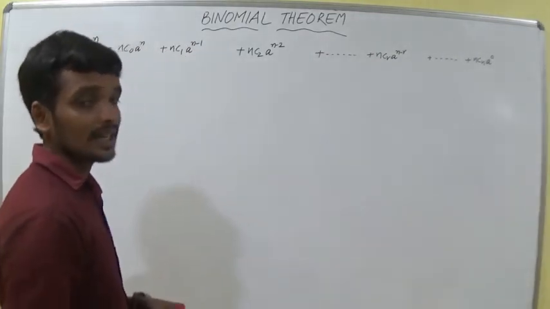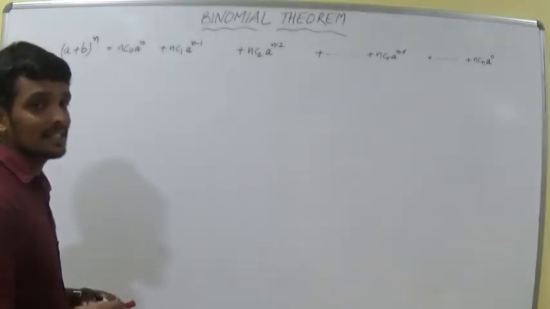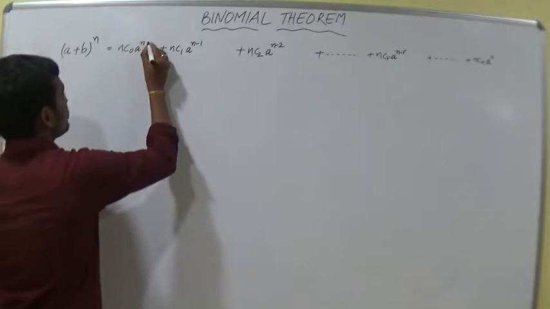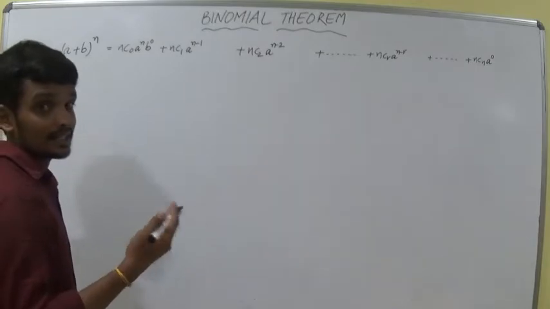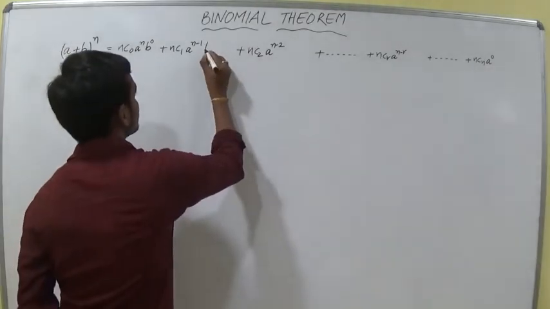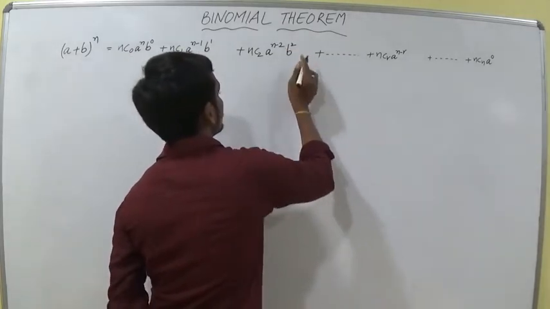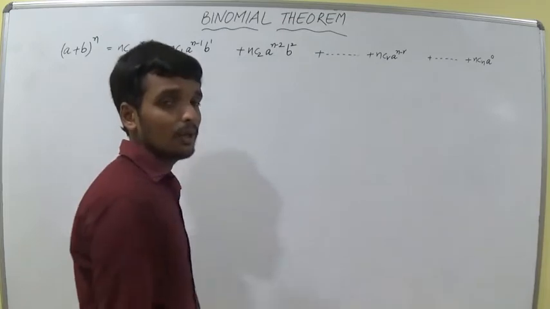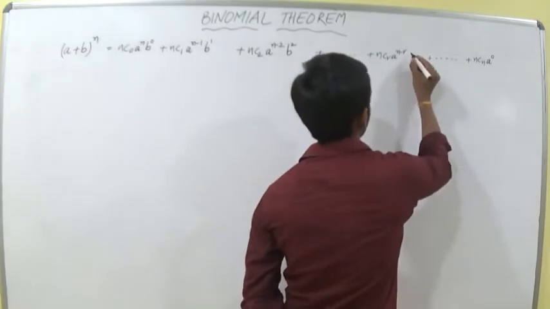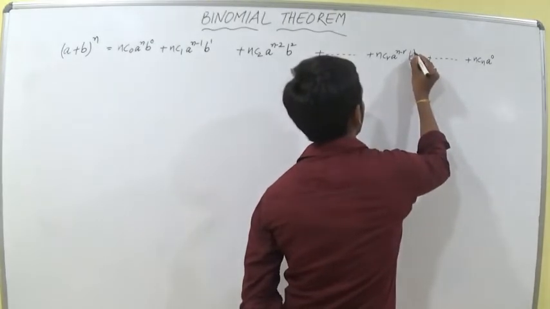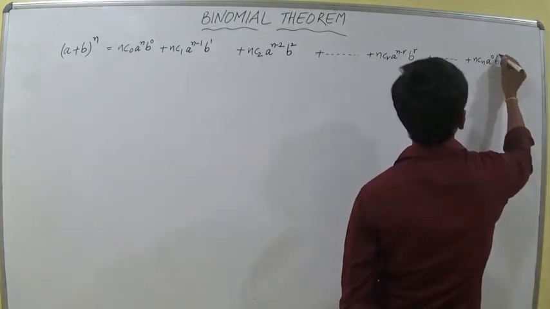Now coming to the second variable b. The exponents of b are increasing. The first term is always b power 0. The next term is increased by 1, that means this is b power 1. This is b square. What is next? b cube. And the next term, b power 4. And the next, b power 5. And so on. Here b power r. And the last term is b power n.